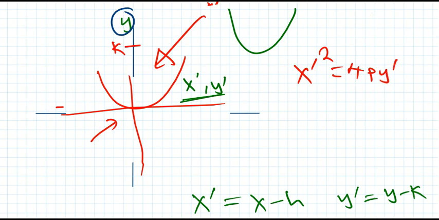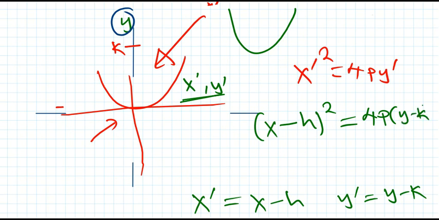Okay, and now if you try to substitute what we have, that's where this form comes from: (x − h)² = 4p(y′), where y′ is y − k. I just hope I haven't taken too long to get to this point, and that's the argument I've been trying to make all along. Okay, that's what translation actually involves.